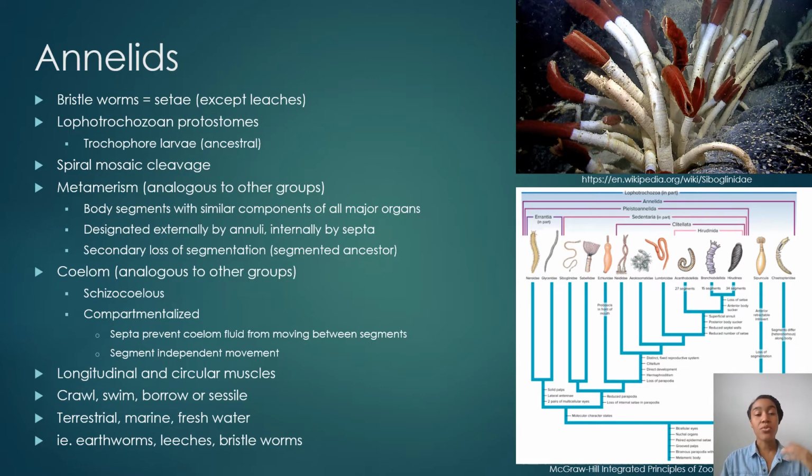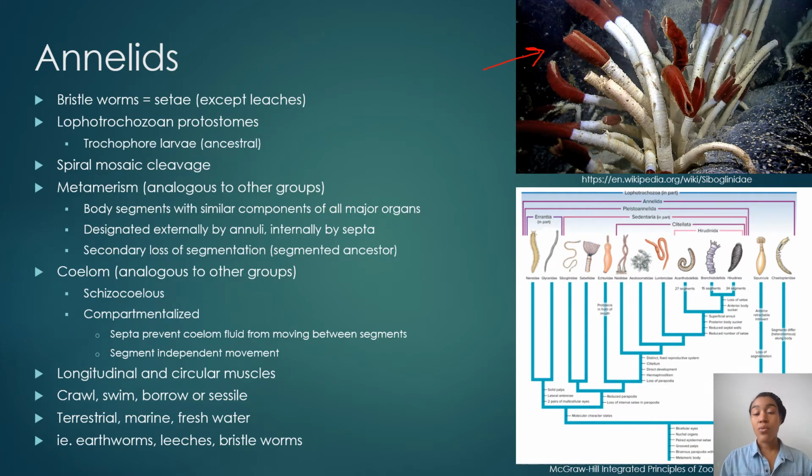Annelids have both longitudinal and circular muscles, and so we'll talk about how that's important and why that's important in the locomotion of the organism in a few minutes. But annelids can move via crawling, swimming, burrowing, and then some are pretty sessile. So this image here that's up here, these tube worms that live near hydrothermal vents, they are considered sessile because they basically anchor themselves into soil and they create this casing and they never really leave that casing.